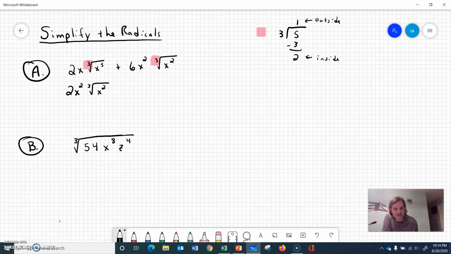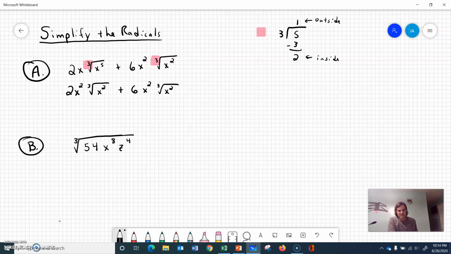That was the remainder. Plus, and then the second one, it's a cube root, but it's an x squared under there, so there's not enough to pull any out. We need groups of 3, but there's only 2 under there, so there's nothing we can do with that. So let's bring it down. 6x squared times the cube root of x squared.